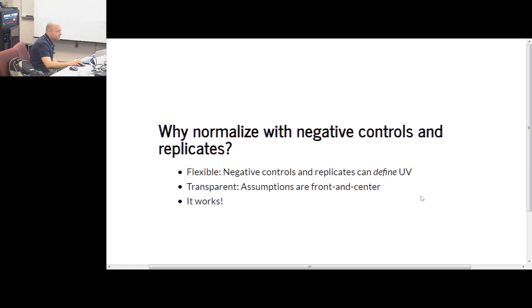Why I think this is good: it's flexible. It's also transparent. Like I said, whenever you do some sort of normalization, you're going to be relying on something to get the normalization going. And by doing everything in terms of negative controls and replicates, the assumptions are really front and center, which I think is good because it makes it easy to debate them. People can discuss whether or not it makes sense. And then, as I hope I'll show in the next couple of slides, it also seems to work well.